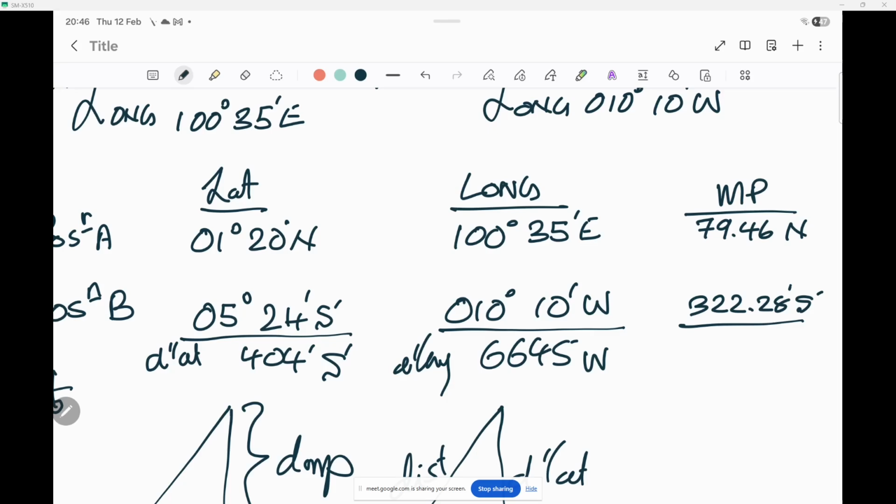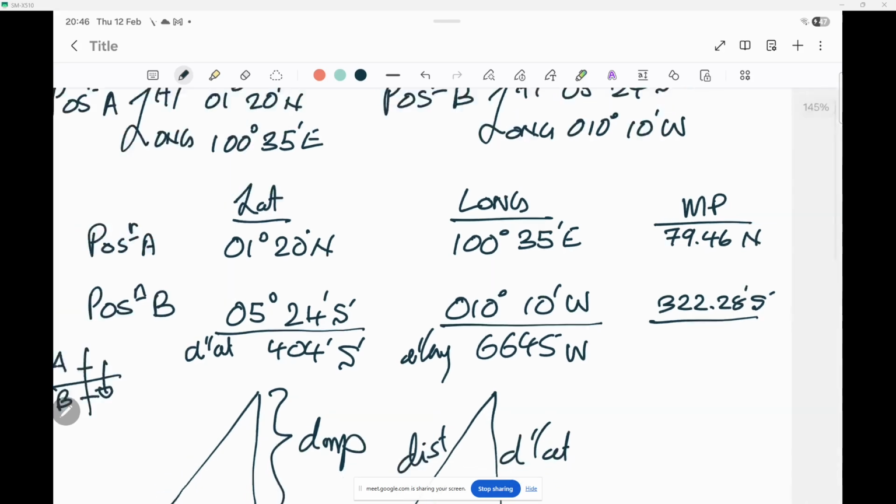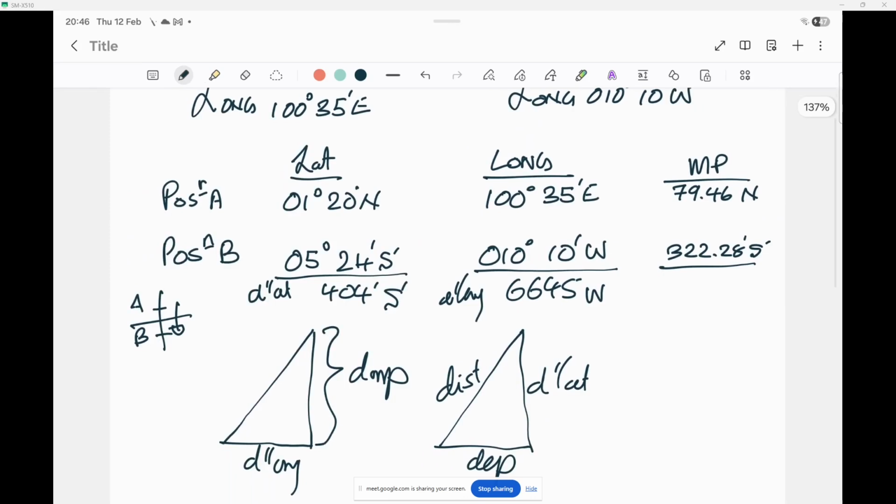Now in that case, you can see because this is in two different hemispheres, you have to add these two. If it is in the same hemisphere, if it is having the same sign, then you have to find out the difference between those two. But in this case, since it is having two different signs, you have to add these two. So let's add this one, and you can find out the DMP once you add it.